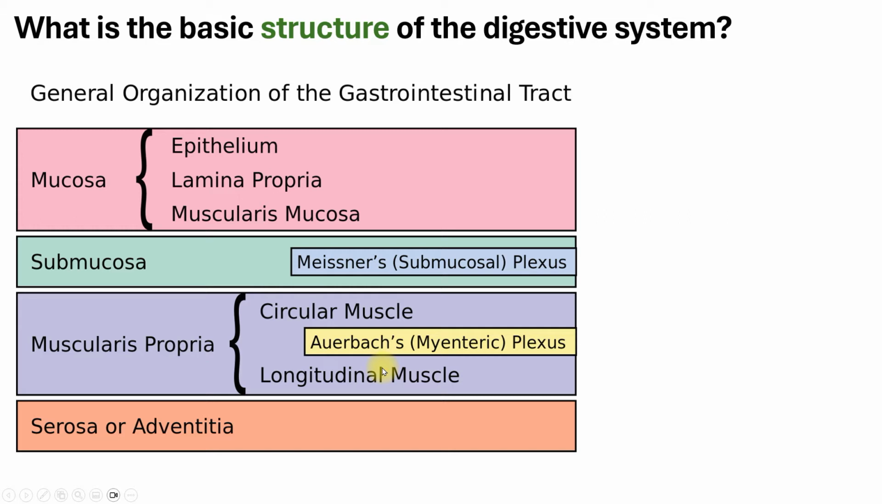Always remember that the GIT, no matter which segment it is, is almost always composed of these four layers. The one nearest the lumen, the innermost layer, is your tunica mucosa, which is further subdivided into the epithelial layer, then the lamina propria layer, and then the muscularis mucosa layer, or in some references, the lamina muscularis mucosae. All these three layers are collectively called your tunica mucosa.